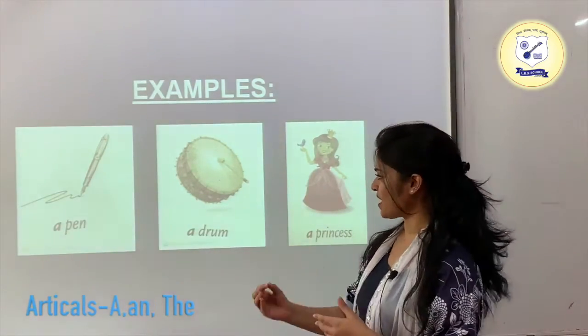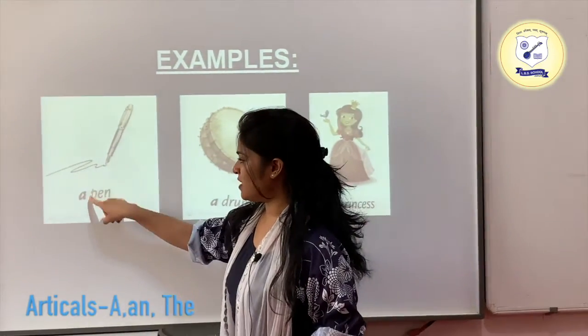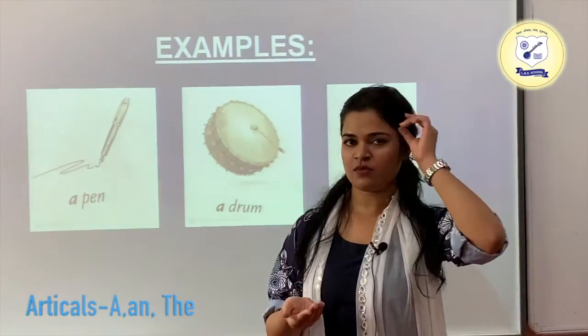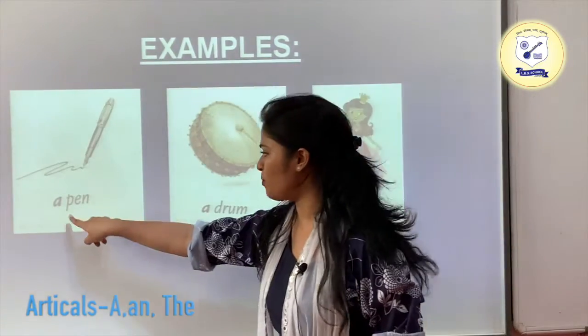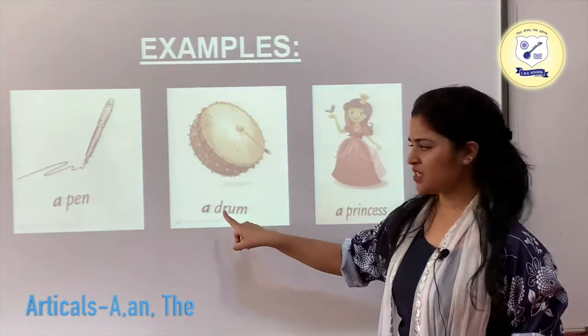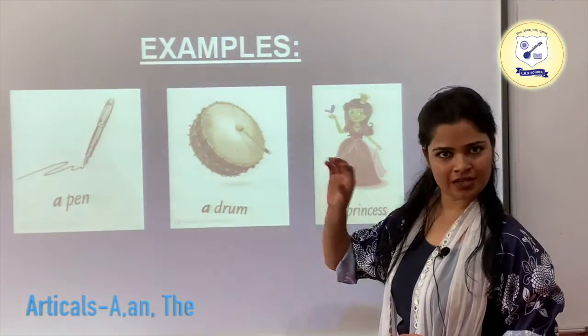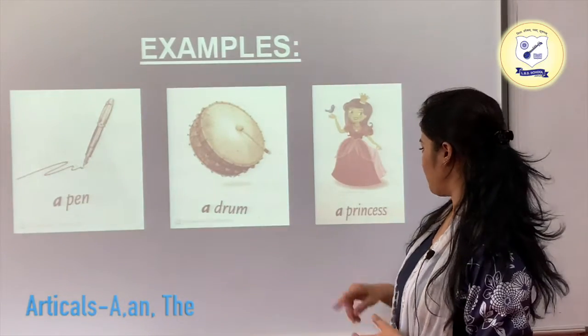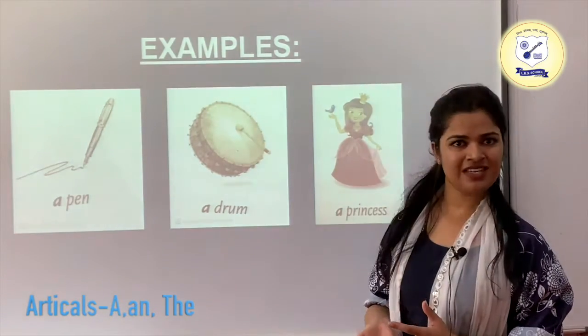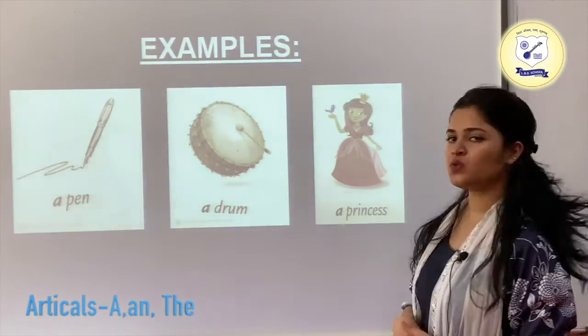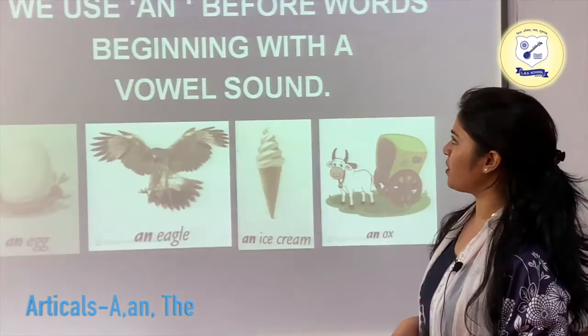Like, we have a few examples for you. A pen. We are saying pen with a P sound, that is a consonant sound, so this should be a. Similarly, a drum. This is a word with a consonant sound, so this is a. And this is again a consonant, which we are pronouncing with a consonant sound, so we will use a in front of it.